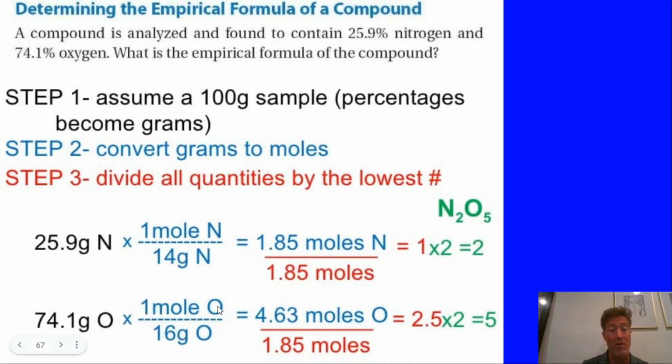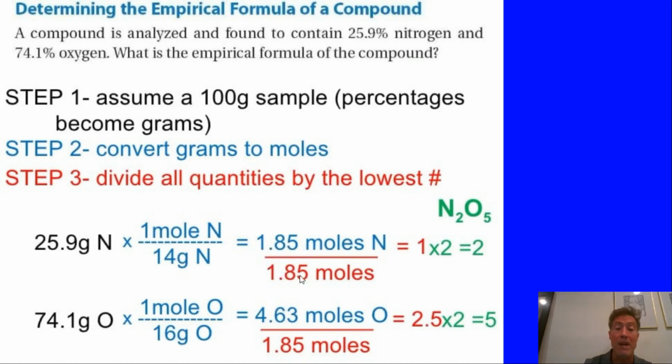So we know for every mole of oxygen, it's 16 grams. So we can calculate, remember that we're creating conversion factors. We're going from grams to moles. And when we cancel our units, we get 4.63 moles of oxygen. Now, step 3, we divide all the quantities that we just got, 1.85 and 4.63, by the lowest number. Which one's the lowest? Obviously 1.85 is lower than 4.63. So we're going to divide both moles by the smallest number of moles.